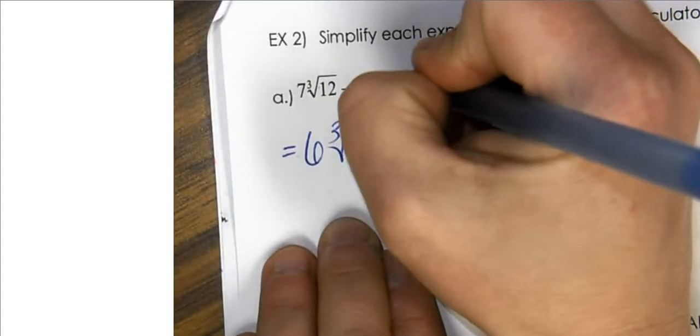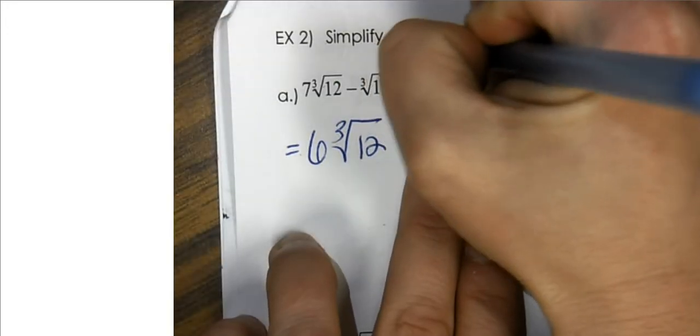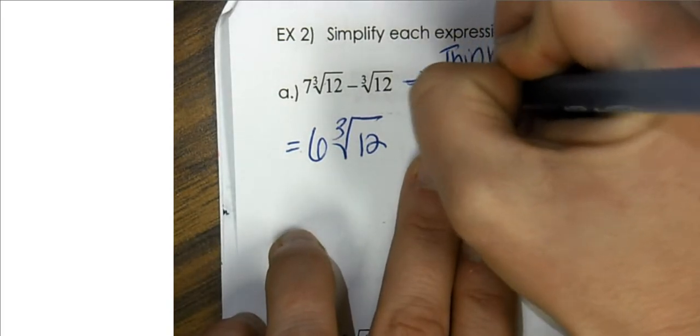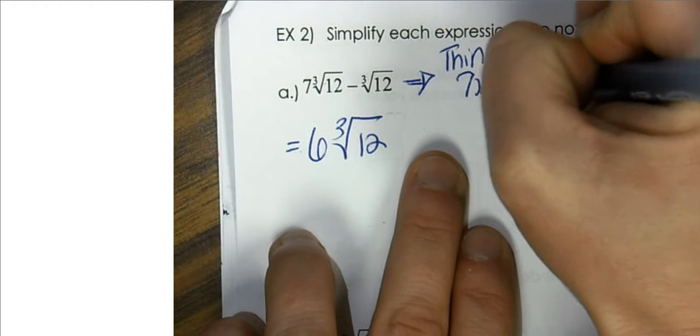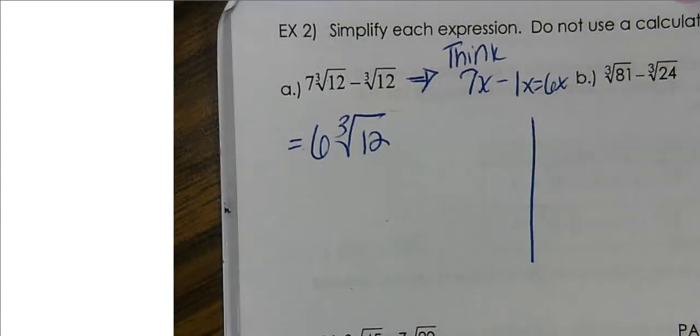If it helps when it comes to combining radicals, think about this problem like if I asked you to combine 7x minus 1x, that would equal 6x. That's how we are combining. It's like terms in a way. Let's go ahead and look at letter B.